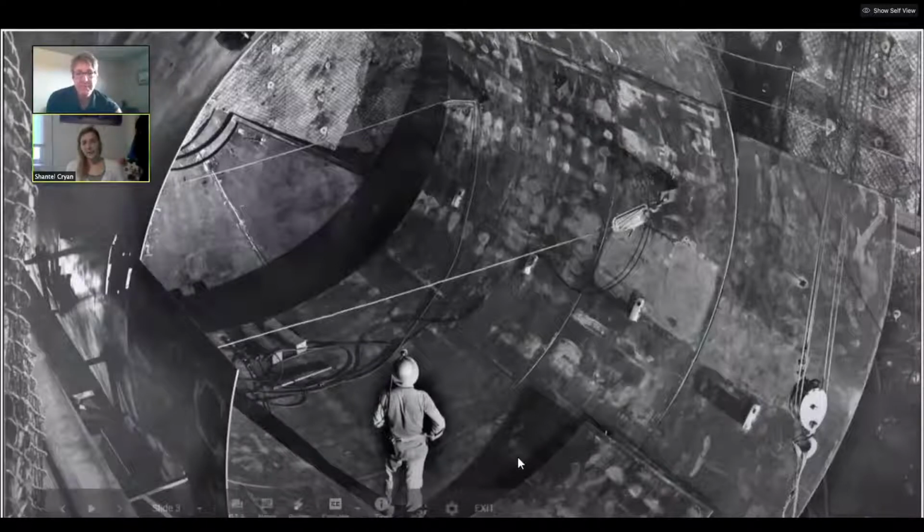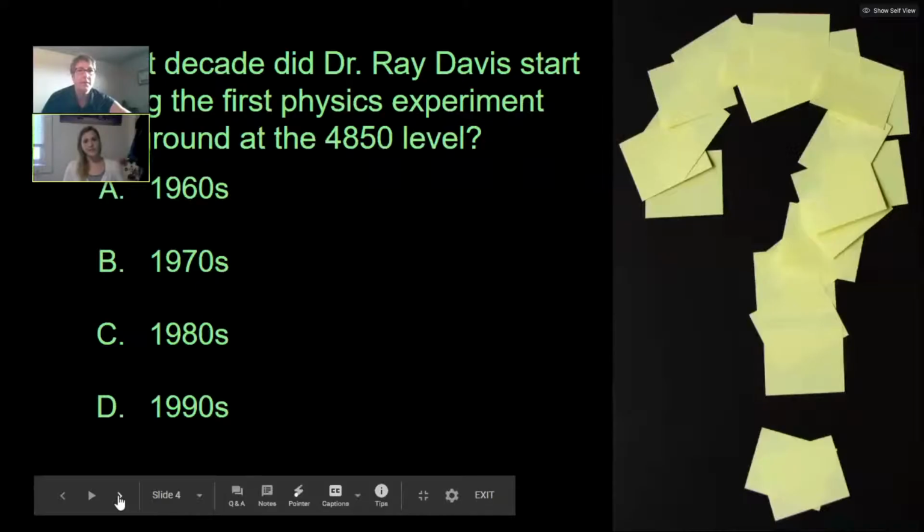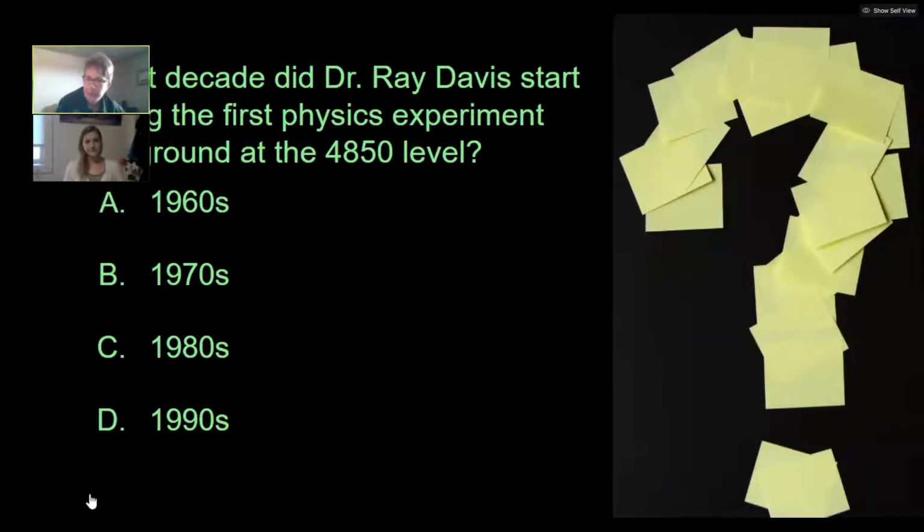So I have a quick question. Yeah, what's your question? It is about Dr. Ray Davis's experiment. When did he start building the first physics experiment underground at that 4850 level? So this is a great time for a trivia question. Everyone take a peek at this question.